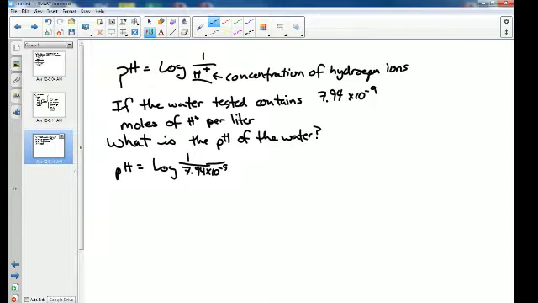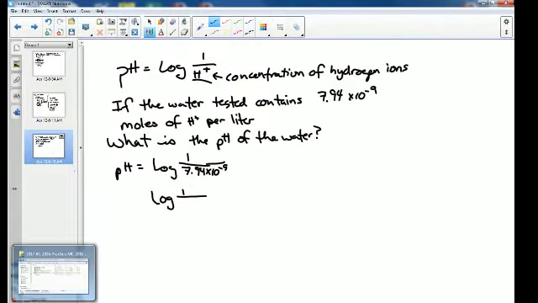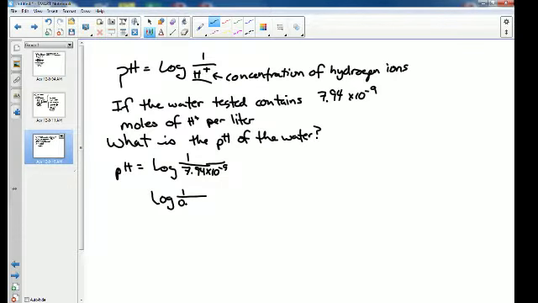Too bad it's not actually that. Do you know how to type that in a calculator? We'll figure it out. Log 1 divided by 7.94. Do you know how to do this in a calculator? Type in notation. Okay, one way to deal with it is 1, 2, 3, 4, 5, 6, 7, 8, 9.